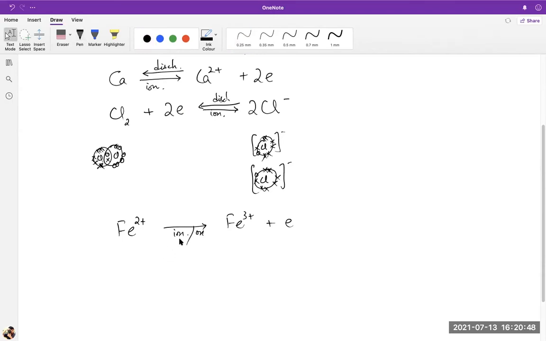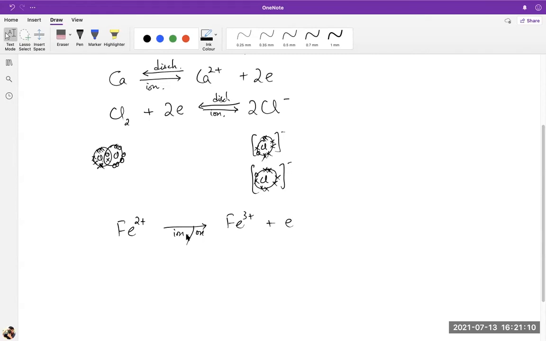Why? Because iron 2 has a positive 2 charge and iron 3 has a positive 3 charge. So that means iron 3 has lost more electrons than iron 2 has. So that is further ionization from iron 2, and in any case, this is oxidation. So it doesn't have to be a neutral atom every single time.